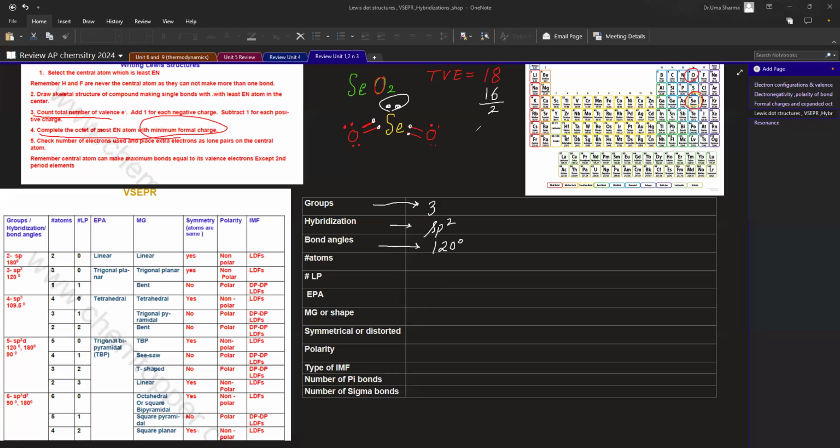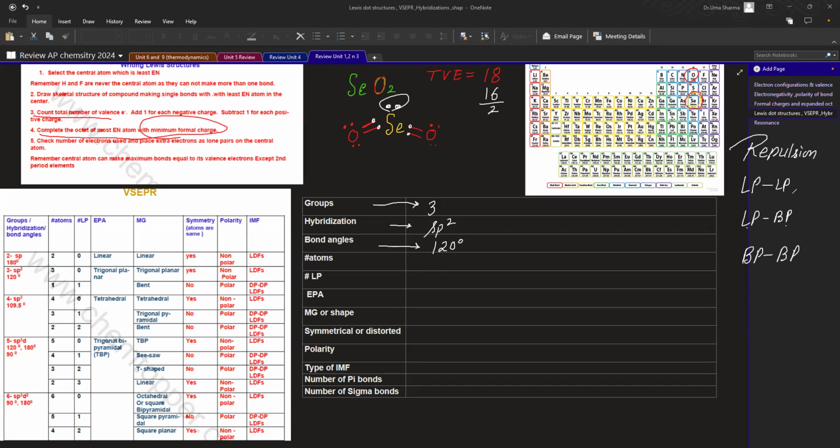So this lone pair can cause more repulsion. I'm writing here, children. Lone pair repulsion is more than lone pair bond pair repulsion. I'm talking about repulsion. Repulsion means they tend to go away from each other. Repulsion, go away. Lone pair, bond pair. And then bond pair repulsion is minimum.